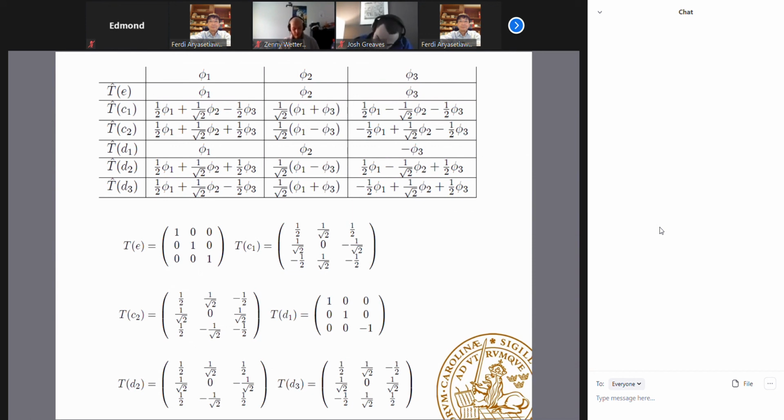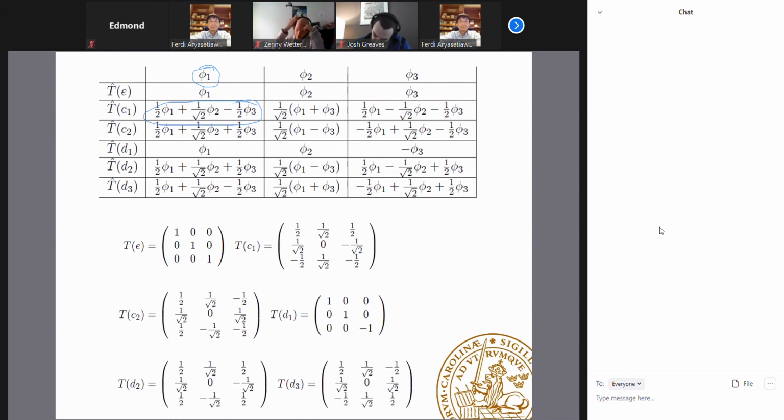It's not something we can easily see, but it is rather straightforward to work out all these results. It's just some simple algebra. So what we found here is that if I operate C1 on phi 1, for example, then the result will be some linear combinations of phi 1, phi 2, phi 3, as we expected, and so on.